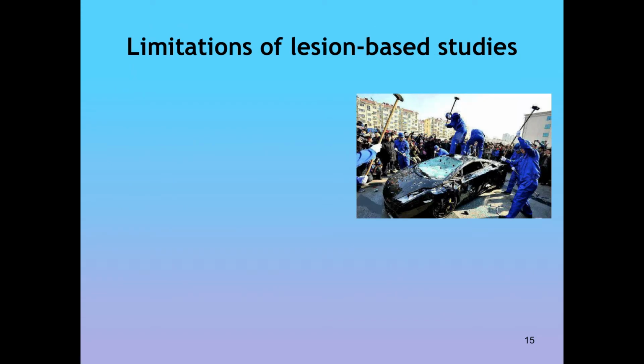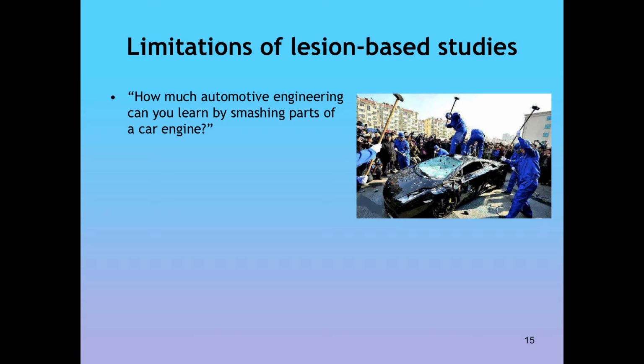All right. So far we've focused on lesion-based studies, or studies where we look at damaged brains to try to determine the function of each brain region. Of course, these studies do come with some criticisms. One being, how much automotive engineering can you learn by smashing parts of a car engine, which is effectively what we're doing. And it's true, there's a limit to how much we can learn with this approach of damaging all these different brain regions and seeing how that affects brain function in general.